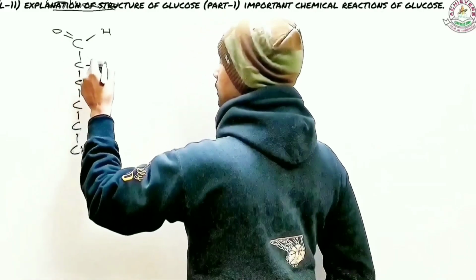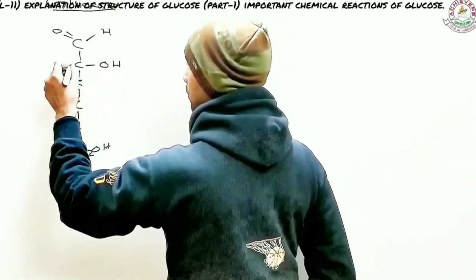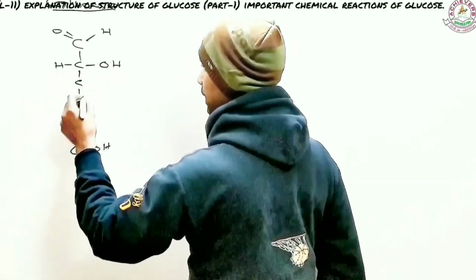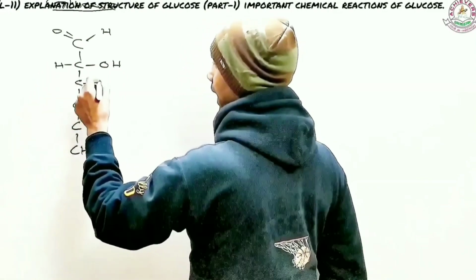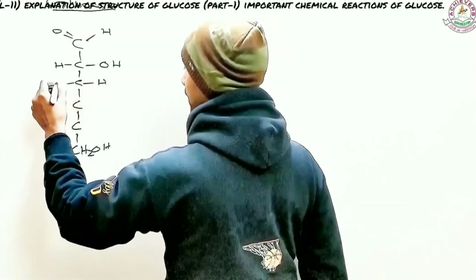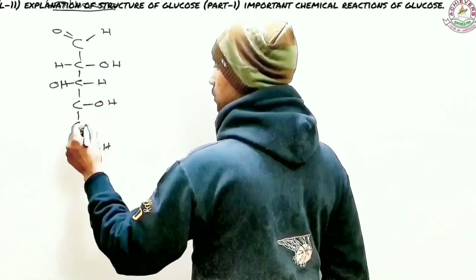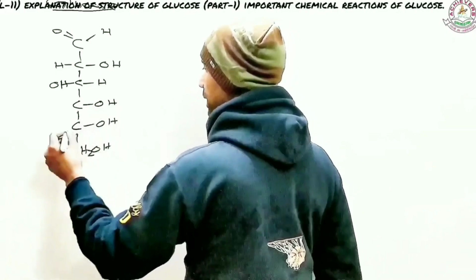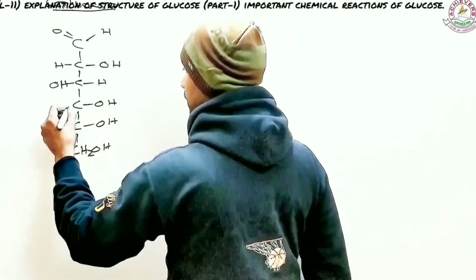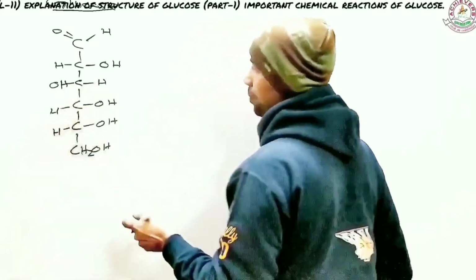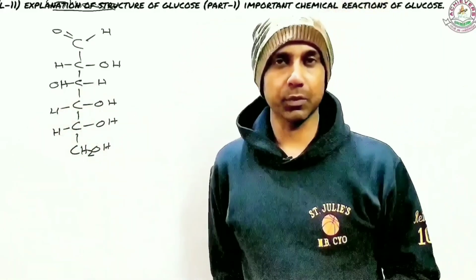The second carbon has a hydroxide group on the right hand side while there is a hydrogen on the left hand side, and the next one has a hydrogen and then a hydroxide, and the remaining two have hydroxide on the right hand side. So overall there are 3 hydroxides on the right hand side. This is something I have already explained to you, right?